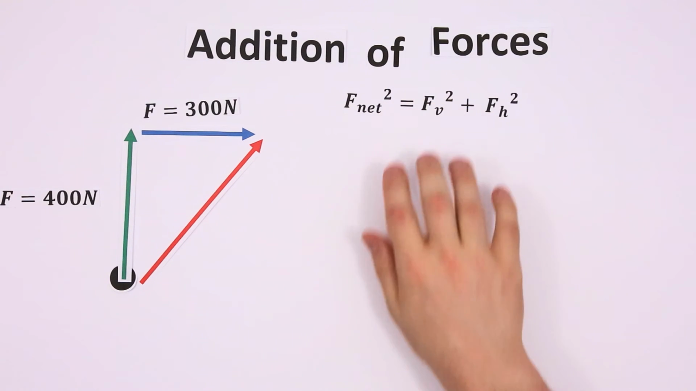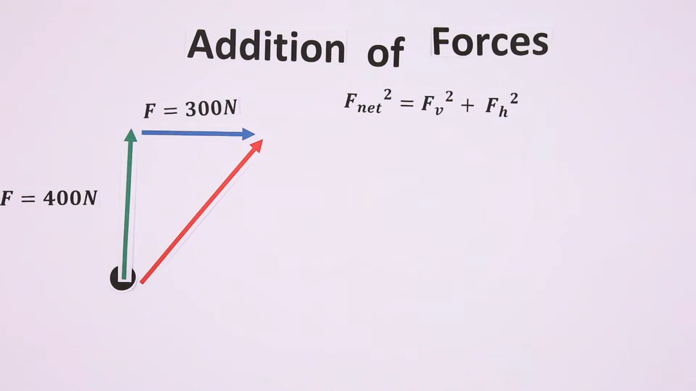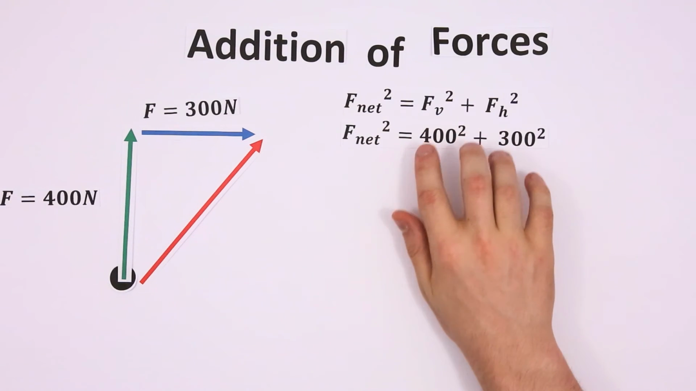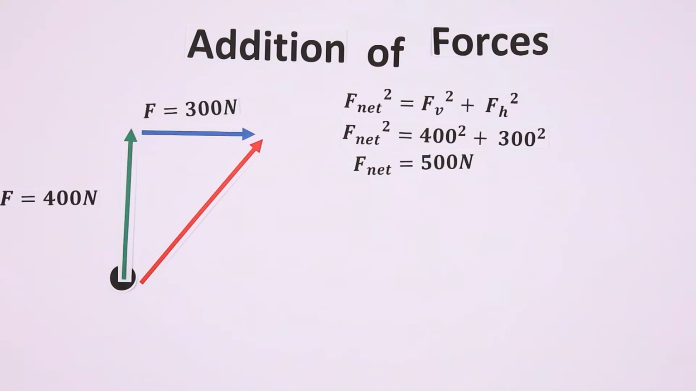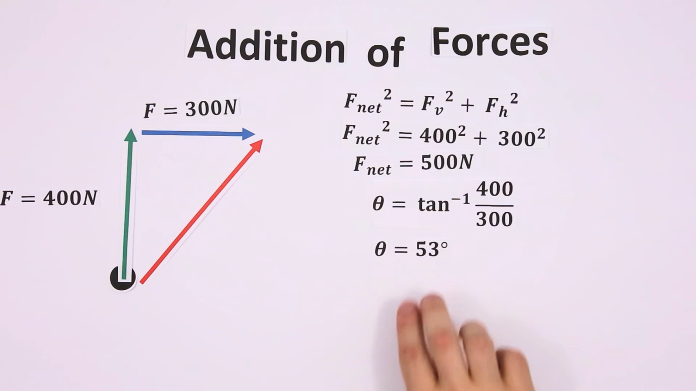So we apply Pythagoras and we find the formula in this case is equal to F net squared is equal to F vertical squared plus F horizontal squared. We can find the magnitude of our net force is equal to 500 newtons. Now to calculate the angle in which it acts, we will apply trigonometry and use our tan rule. Our angle theta is equal to the inverse tan of 400 divided by 300. We find that our resultant force acts at an angle of 53 degrees, so our resultant force applied to the box is 500 newtons at an angle of 53 degrees.